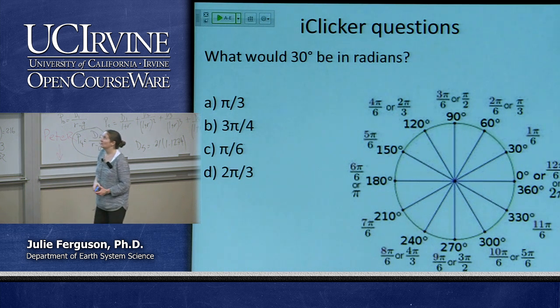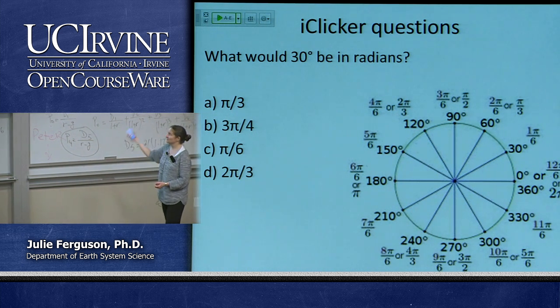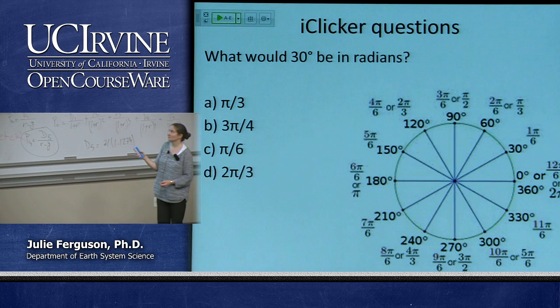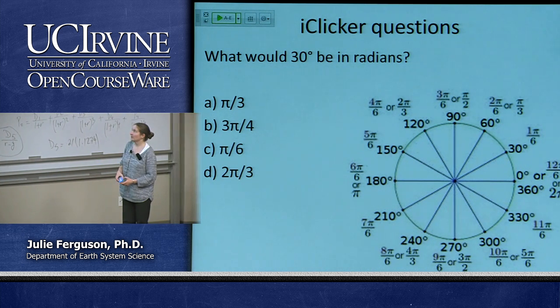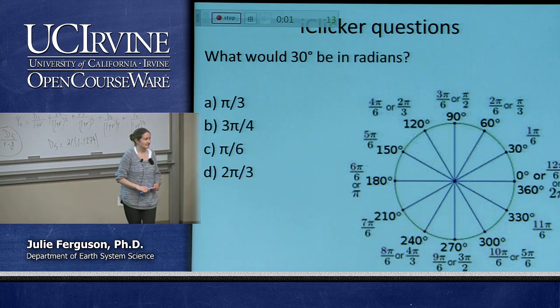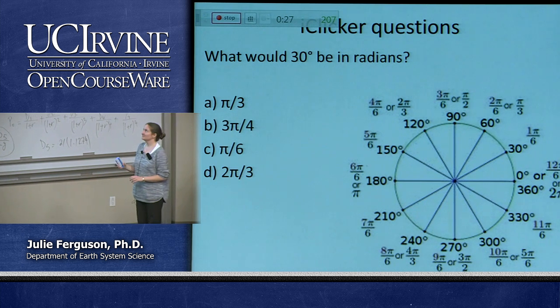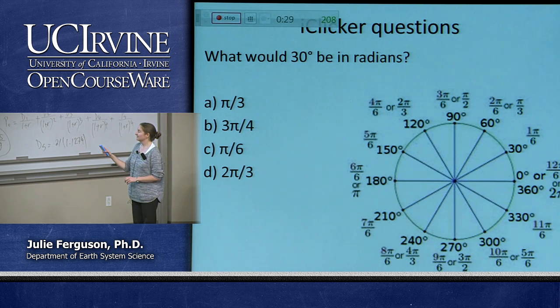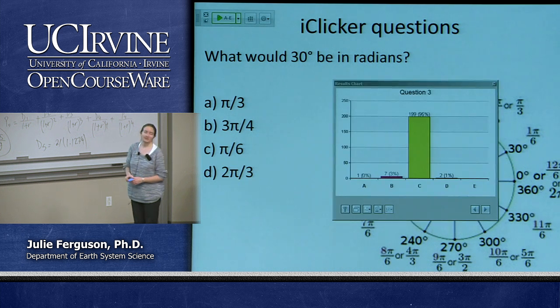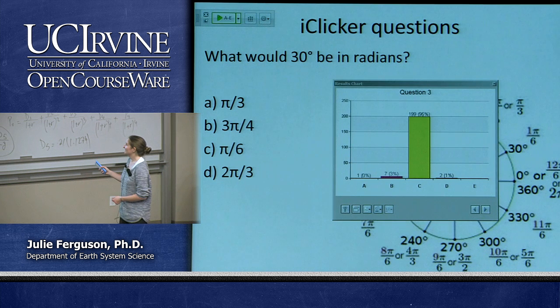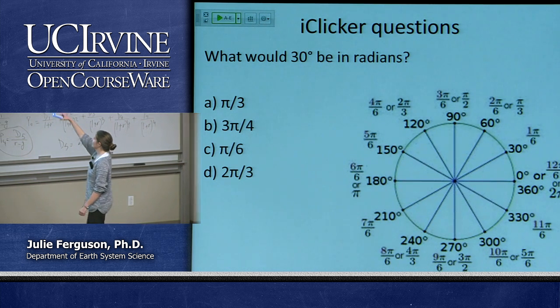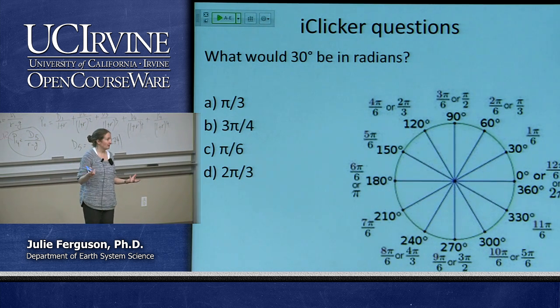Okay, so according to that circle, look at the right point. What would 30 degrees be in radians? Have we got everyone's votes? Right, let's take a look and see how we did. Good, 95% are with me so far. That's a good sign. So you're right. If we look at where 30 degrees is, it's basically 1 pi divided by 6. That's all you'd have to do.